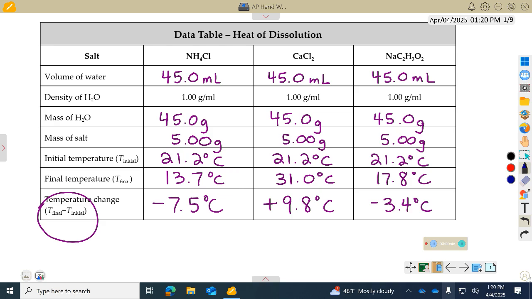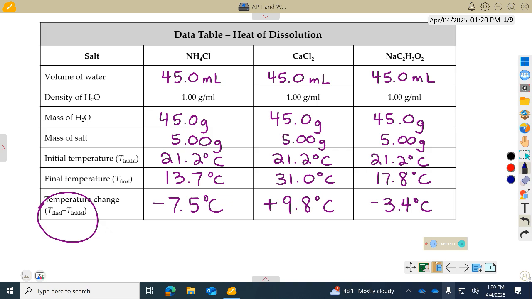We have the initial temperature of the water. We added the solids, stirred them around until they were completely dissolved, and then recorded the final temperature. Now, technically, when you do temperature change, it's final minus initial. So the ammonium chloride and the sodium acetate should have shown negative temperature changes in the water.